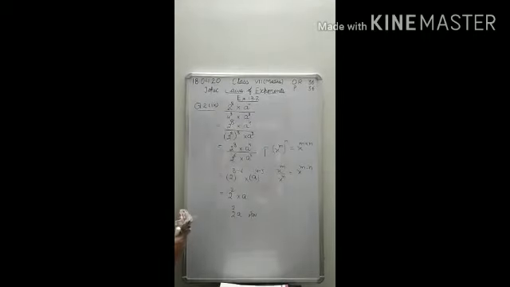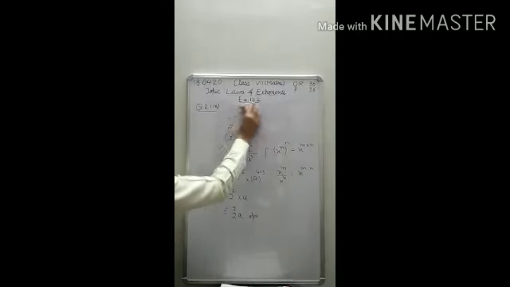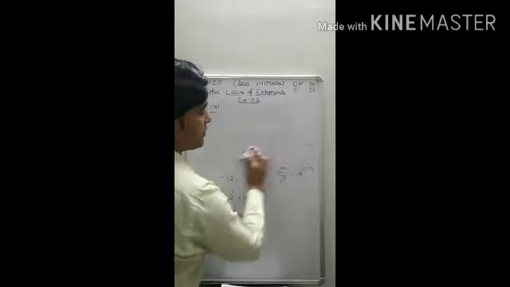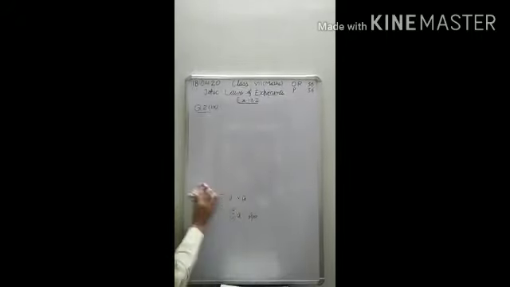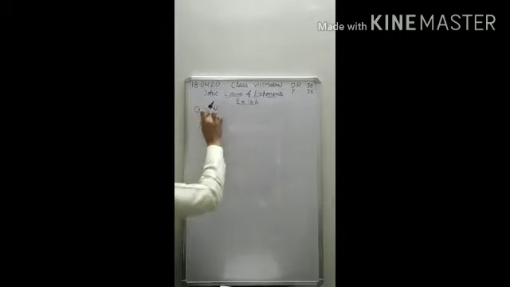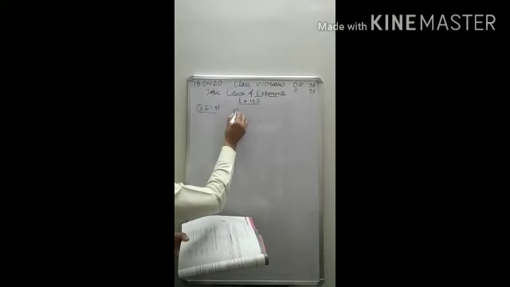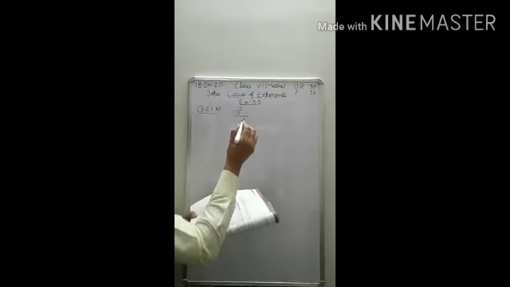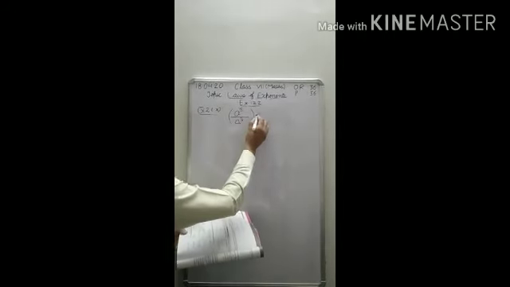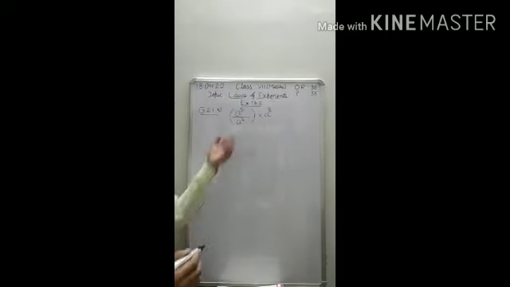Here is question number 10. Is it clear? I think it is clear to you. Now move to the next question, 10th part. Just read the statement. What is given in the 10th part is a raised to the power 5 upon a raised to the power 3, multiplied by a raised to the power 8. This is the question we have to solve.